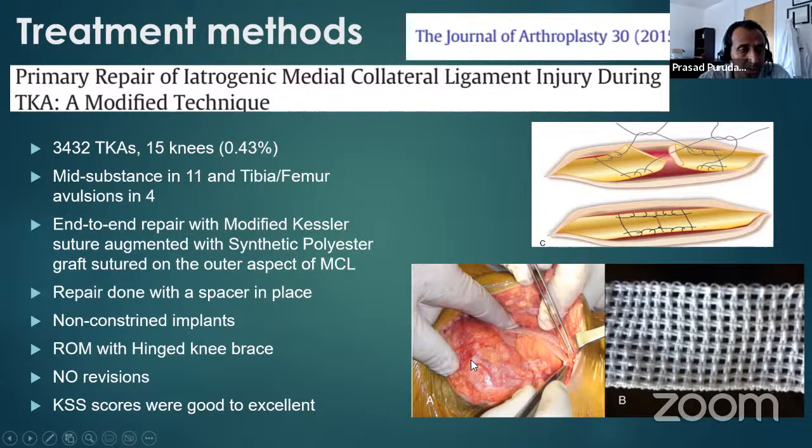Using non-absorbable sutures, they did the repair with the spacer in place. None of them had any constrained implants. Range of motion was allowed with a hinge knee brace. Again, there were no revisions for instability, and Knee Society scores also demonstrated good to excellent results.